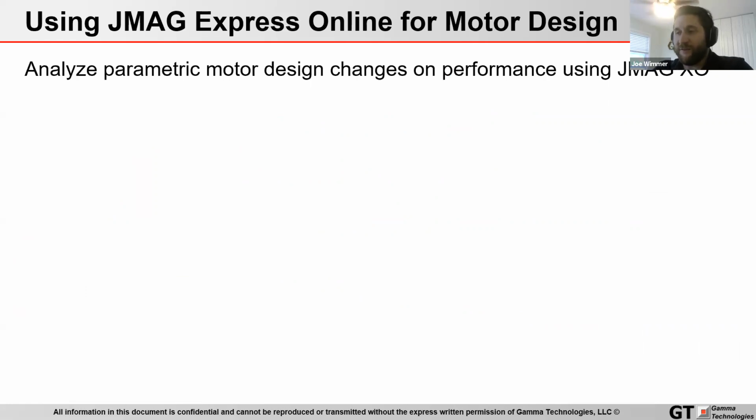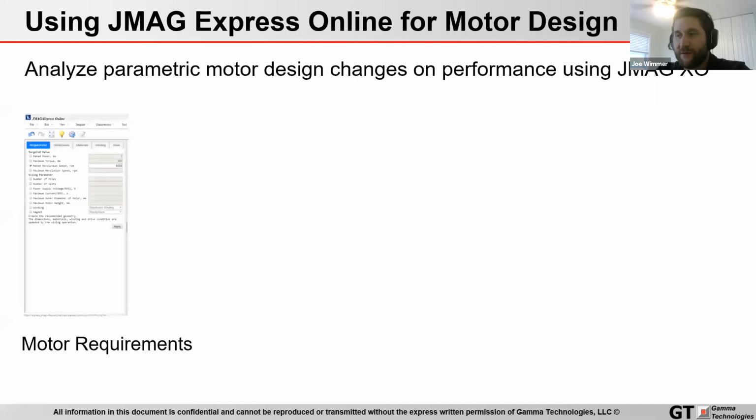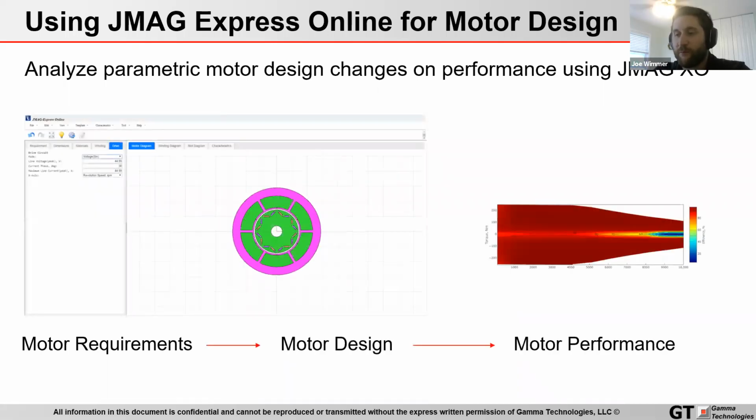And here, as many of you probably know, a great answer to this question is actually JMAG Express Online. So with JMAG Express Online, you're able to directly enter some of these motor requirements and use that to come up with motor designs. And then once you've come up with motor designs, you can actually experiment on them and make some small tweaks and changes upon what was automatically generated. And then from there, automatically have motor performance in the form of efficiency maps.